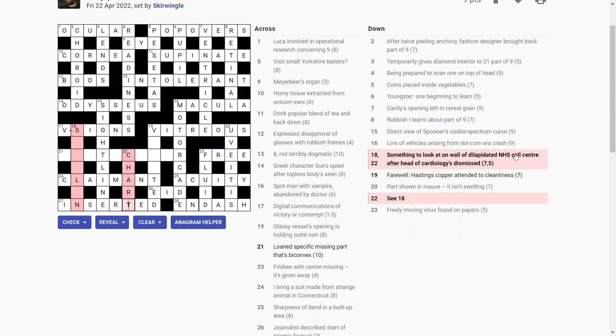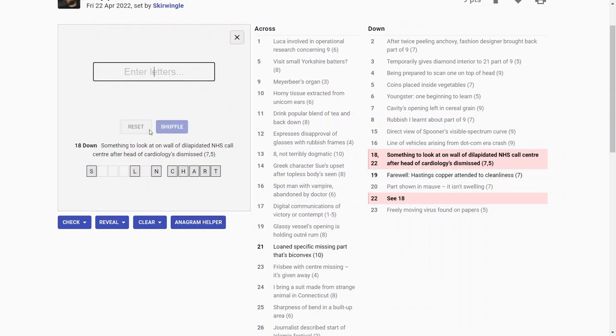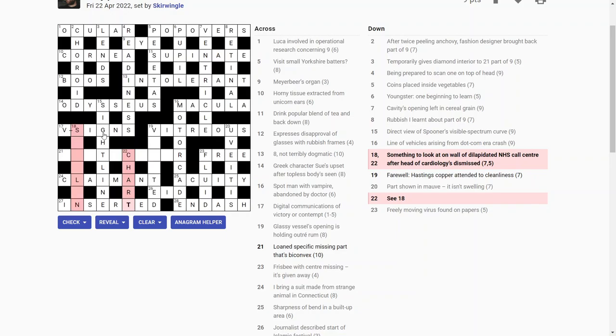If we use the anagram helper here, we've got NHS call centre without a C. So NHS call centre, but without the C and with that last E. Snellen chart? Could it be called a Snellen chart? I bet that's what it is. It's got to be, isn't it? One of those, you know what I'm talking about. You know, R, E, L, B, Z. I don't know. Let's go for Snellen chart. That may be wrong. Could be something similar, couldn't it?